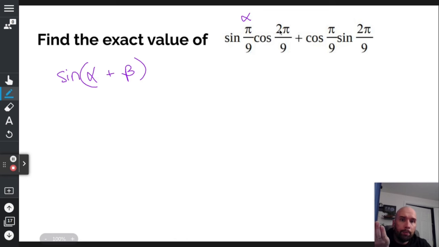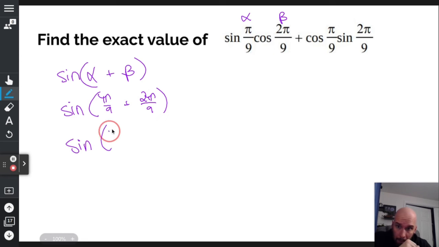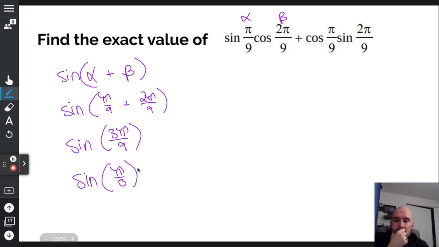So I'll call you alpha, and I'll call you beta. This is the same thing as sine of pi over 9 plus 2 pi over 9. Pi over 9 plus 2 pi over 9 is 3 pi over 9. Three pi over 9 simplifies to pi over 3, which gives me root 3 over 2. It was backwards. I liked it. A whole lot easier.